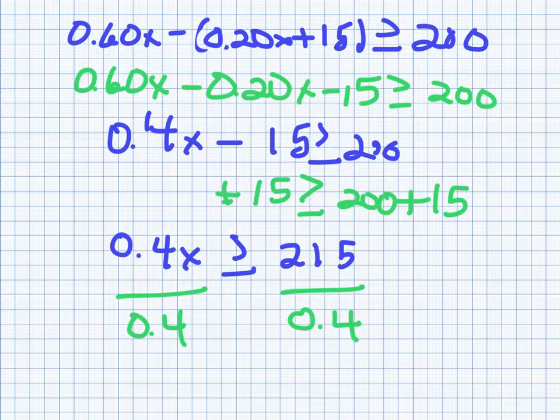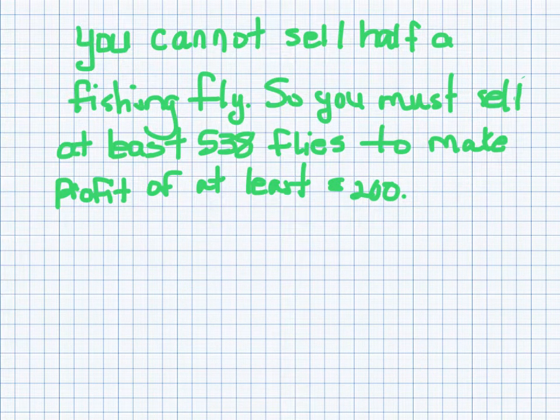So just remember that when you're dividing and multiplying by decimal numbers. And so what we end up with is x is greater than or equal to 537.5. And just what I was saying a minute ago, you can't sell half a fly. So whether it's 0.4 or 0.5, you have to sell the whole fly. So it's going to take 538 flies to make at least 200.